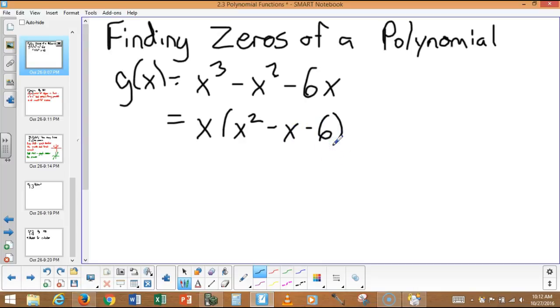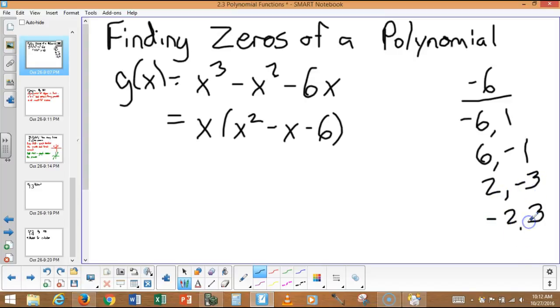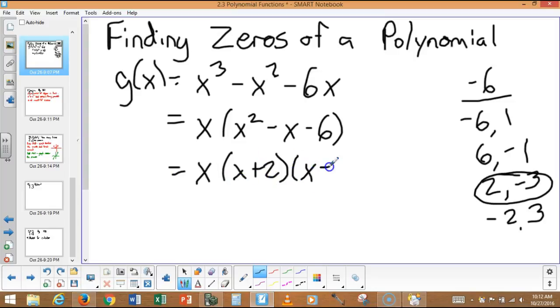X squared minus x minus 6. We're looking for factors of negative 6: negative 6 and 1, 6 and negative 1, 2 and negative 3, negative 2 and 3. We're looking for the combination that when we add together gives us the middle term, a b value of negative 1. If I take 2 plus negative 3, I get a value of negative 1, which means this factors into x times x plus 2 times x minus 3.